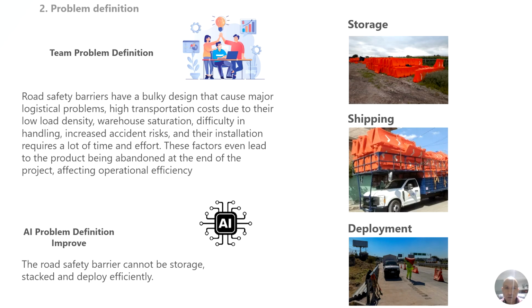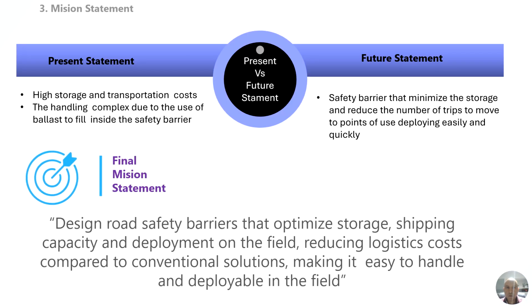After developing a clear problem definition, our team applied AI tools to refine it. Our goal is to transform these limitations into opportunity by designing a solution that optimizes storage, reduces transportation costs, and enables quick deployment. For our project, the challenge is that current road safety barriers are bulky, difficult to store, expensive to transport, and complex to deploy. These limitations result in high logistics costs and operational inefficiencies.